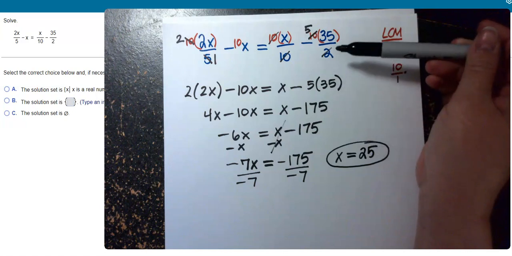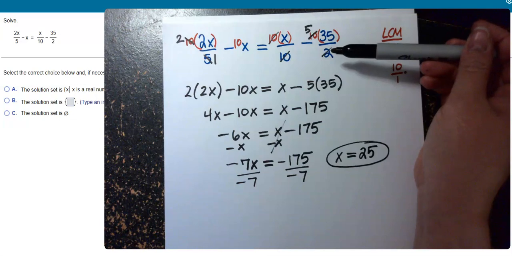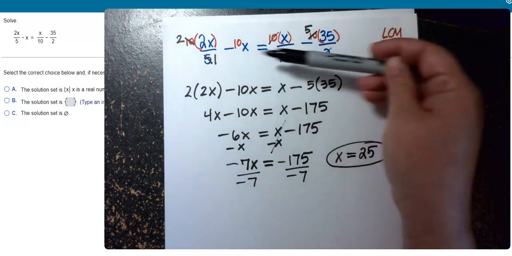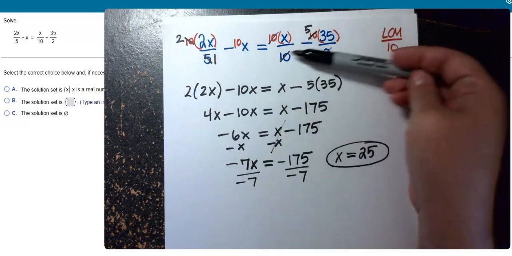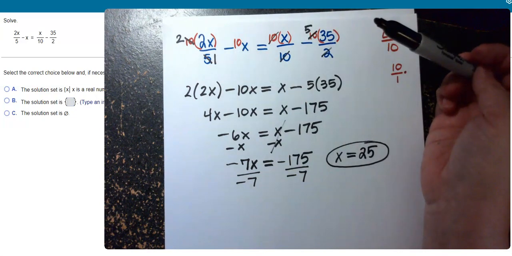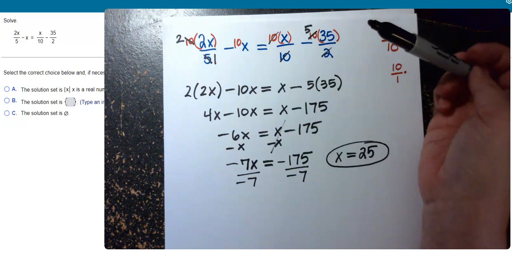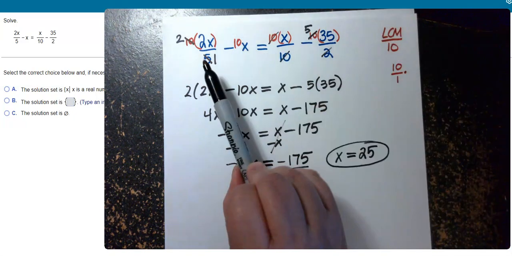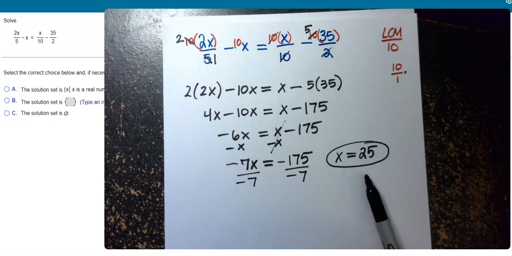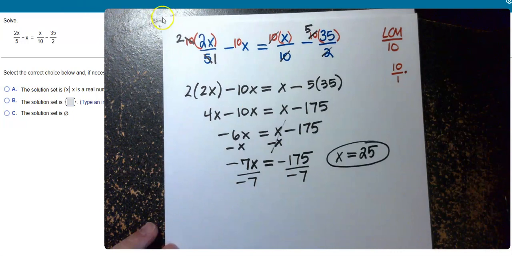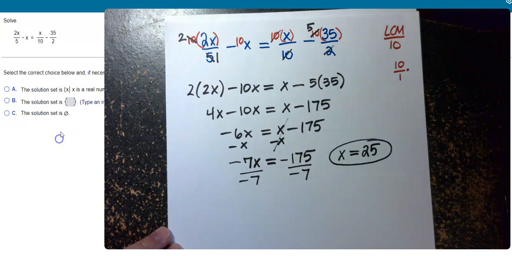Now, this one isn't really rational, and we really don't have to worry about that because there are no variables in the denominator. So if you look at your denominators here, I have 5, 10, 2. None of those are going to equal 0, no matter what x equals. So it's really only when the denominators have x's in them that you need to go back and make sure that your x is not going to make any denominator 0, because it is never okay to have a 0 denominator.